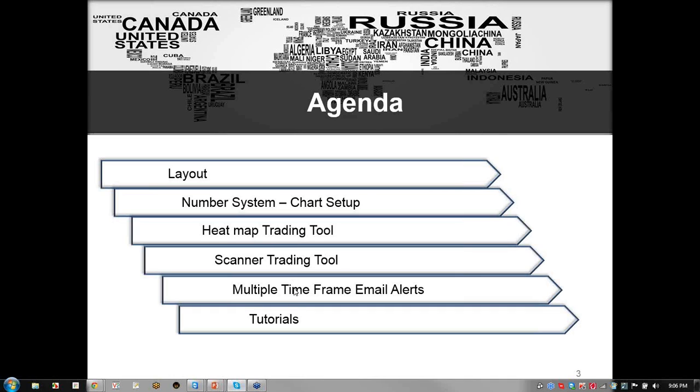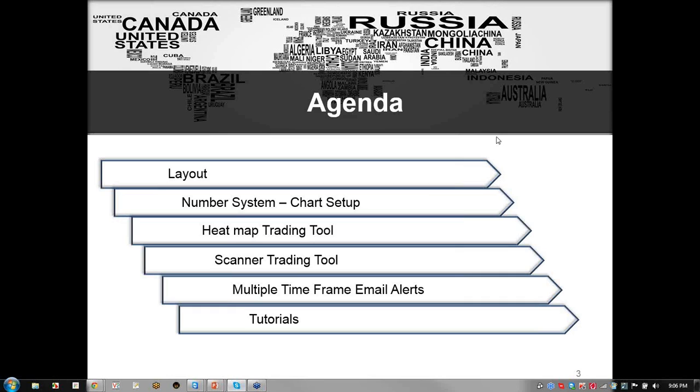Then we'll talk about the multiple time frame email alerts, which a lot of people get confused on, but we're going to demystify those email alerts and show you the uniqueness behind all of them. And then lastly, we'll wrap up the webinar by showing you where all the tutorials are, where you can get more granular details on each of the subjects we're talking about. So we'll go from there.